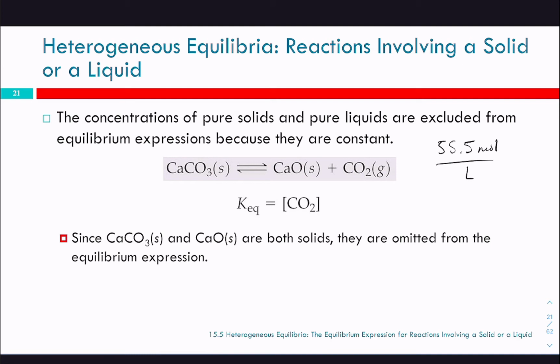Same with solids, because only the stuff that's actually dissolved is going to be part of the reaction, and as that reacts, then more solid is added. And so we leave them out. So for an expression like this, remember the S in parentheses means solid. So calcium carbonate, calcium oxide, both solids. Carbon dioxide, though, is a gas. So the only thing that actually is part of this equilibrium expression is the concentration of carbon dioxide.